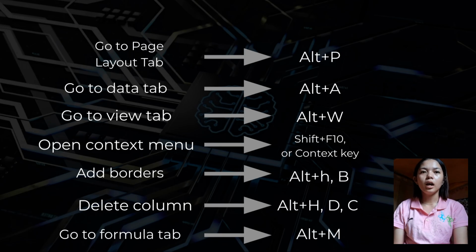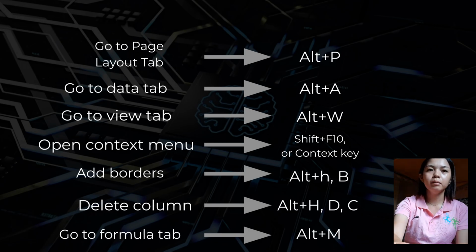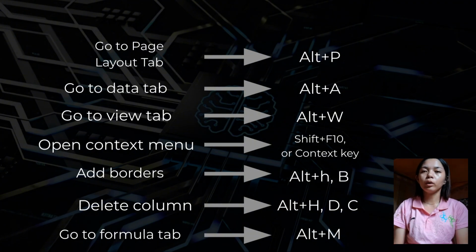Add borders, Alt plus H, B. Delete column, Alt plus H, D, C. Go to the Formula tab, Alt plus M. It is important kaayo nga atong ma-familiarize ni mga control or mga shortcuts for us nga if naa tay mga task ato ni siyang mahuman easier and faster.